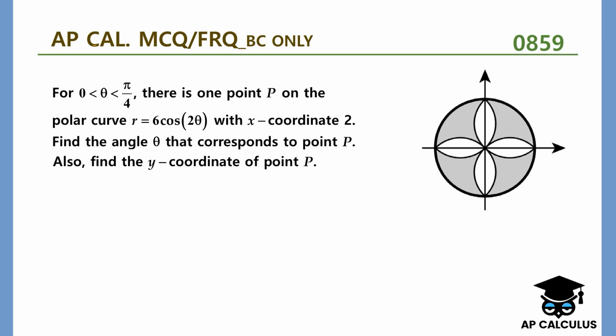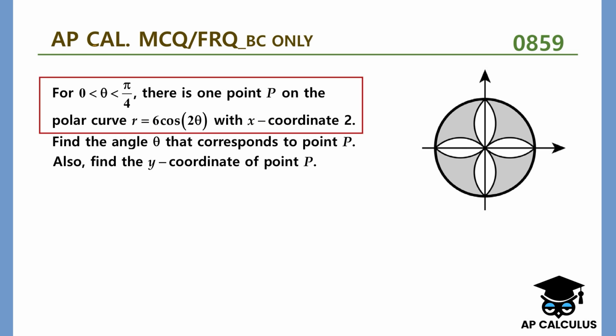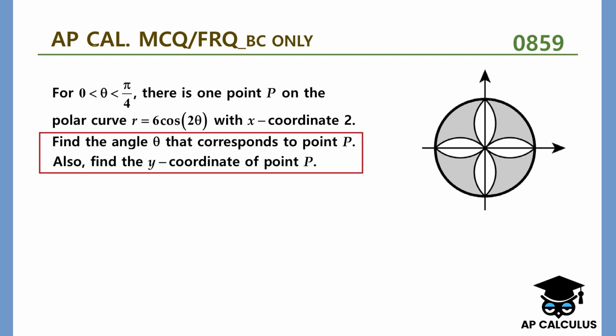Question A59. For theta from 0 to pi over 4, there is one point P on the polar curve r is equal to 6 cosine 2 theta with the x coordinate 2. Find the angle theta that corresponds to point P. Also, find the y coordinate of point P.